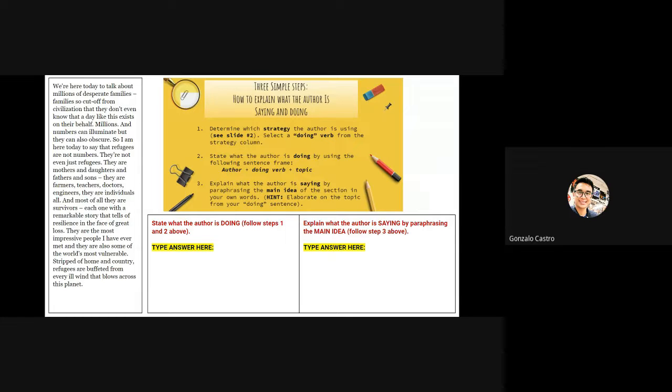Millions. And numbers can illuminate, but they can also obscure. So I am here today to say that refugees are not numbers. They are not even just refugees. They are mothers and daughters and fathers and sons. They are farmers, teachers, doctors, engineers. They are individuals all. And most of all, they are survivors, each one with a remarkable story that tells of resilience in the face of great loss. They are the most impressive people I have ever met, and they are also some of the world's most vulnerable. Stripped of home and country, refugees are buffeted from every ill wind that blows across this planet.